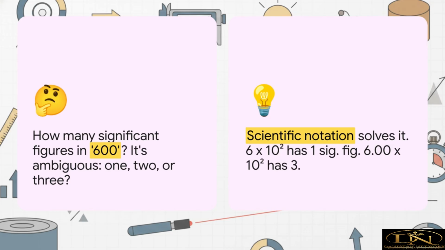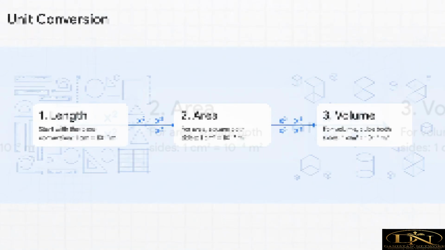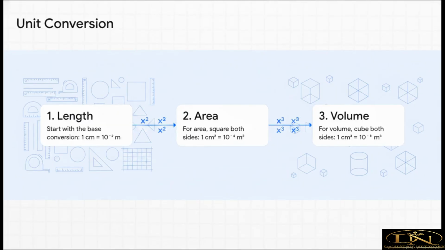To clear that up, we use scientific notation. Writing it as 6 times 10 to the 2 tells us there's only one significant figure. But 6.00 times 10 to the 2, that tells us it's precise to 3 significant figures. No more guesswork. Now, here's another rule that trips a lot of people up. Converting units for area and volume. You can't just use the simple length conversion. For area, you've got to square the conversion factor. And for volume, well, you've got to cube it. This is a super common mistake, so it's a really critical detail to get locked in.